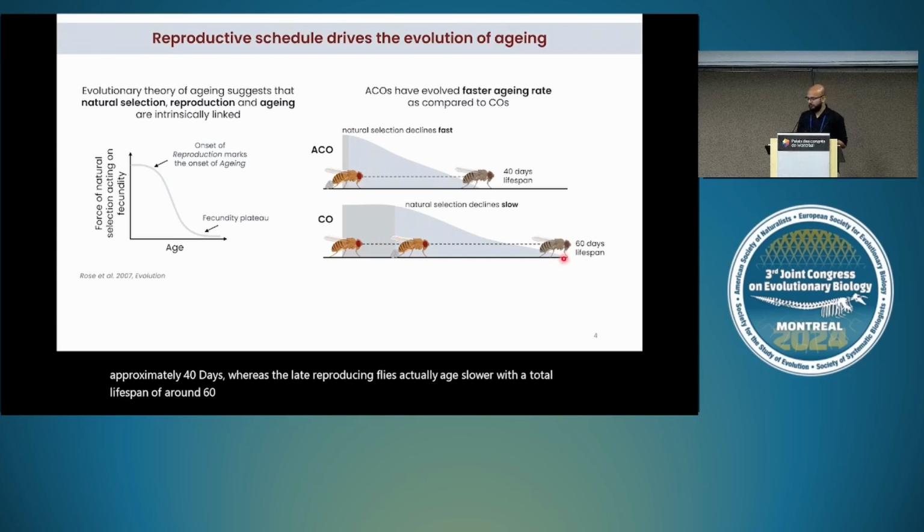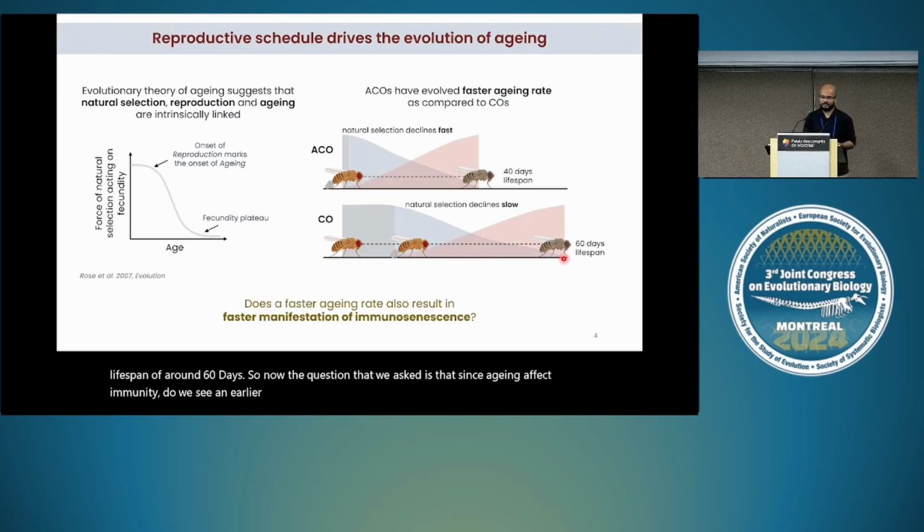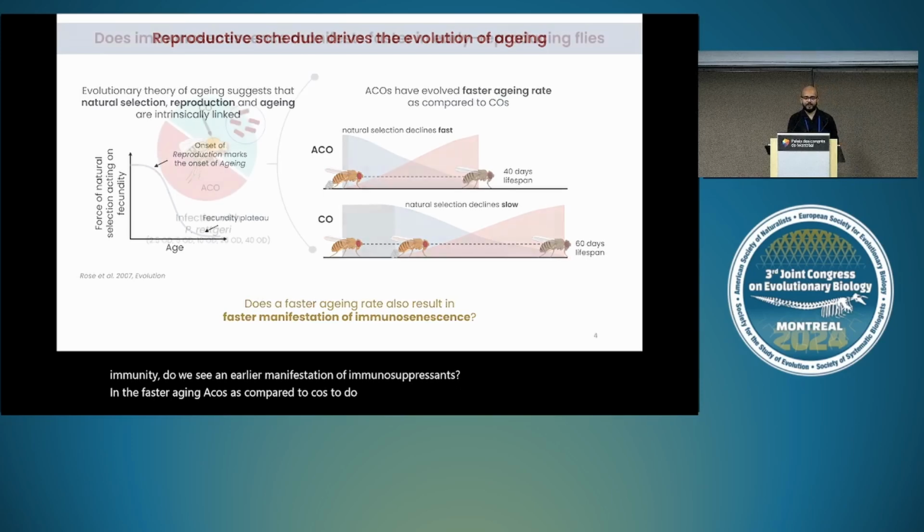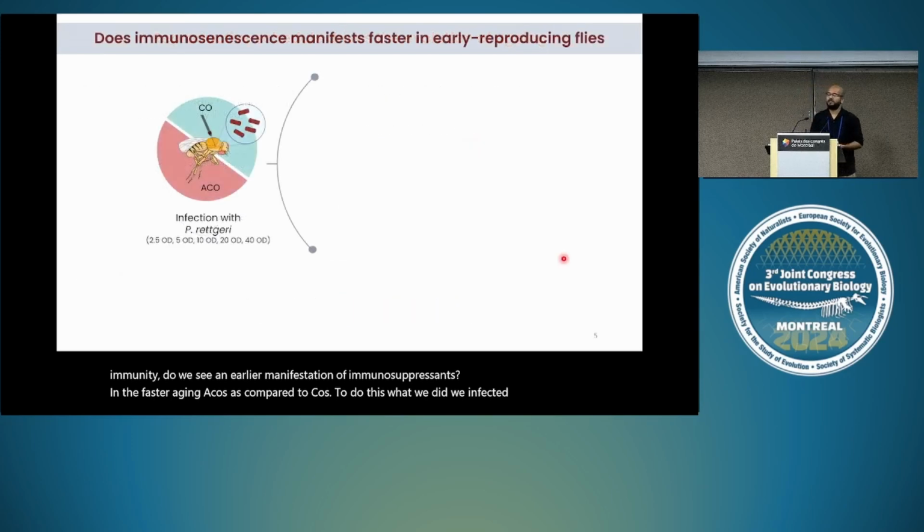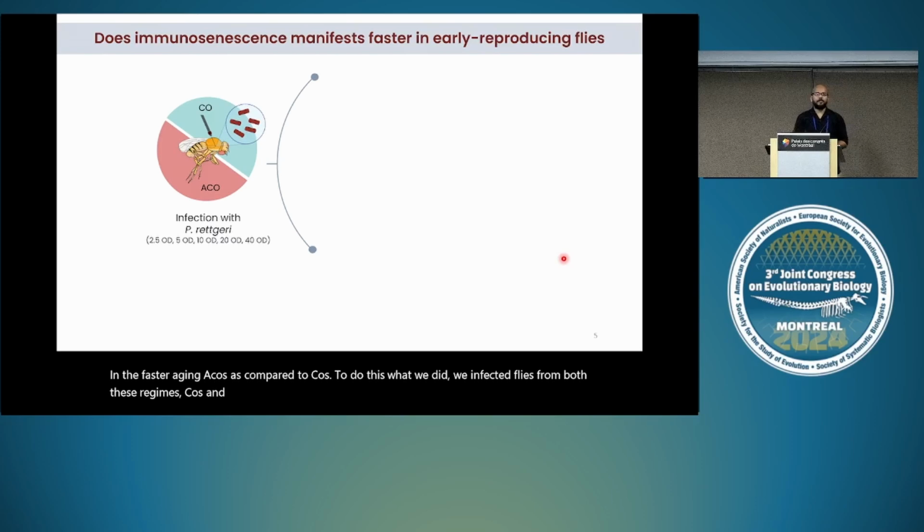So now the question that we asked is, since aging affects immunity, do we see an earlier manifestation of immunosenescence in the faster aging ACOs as compared to COs? To do this, we infected flies from both these regimes, COs and ACOs, with the gram-negative bacteria Providencia rettgeri with a range of pathogen doses starting from 2.5 OD to 40 OD.